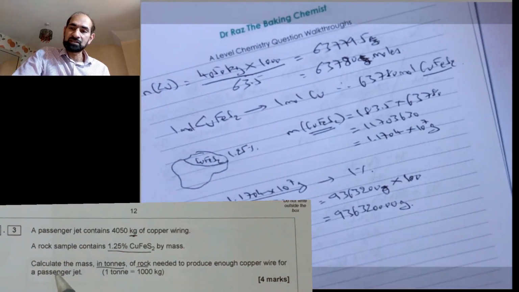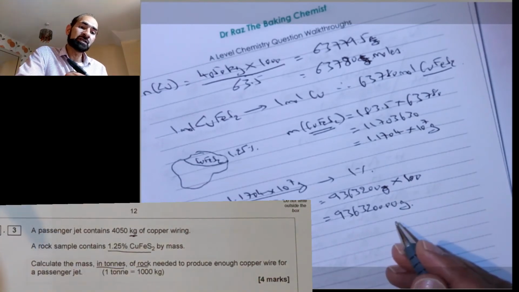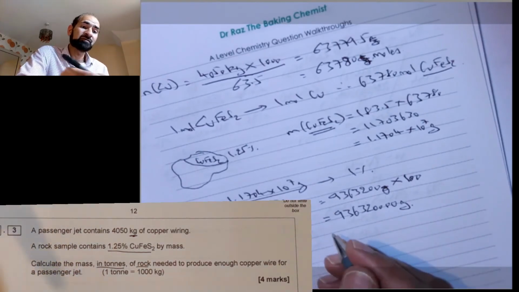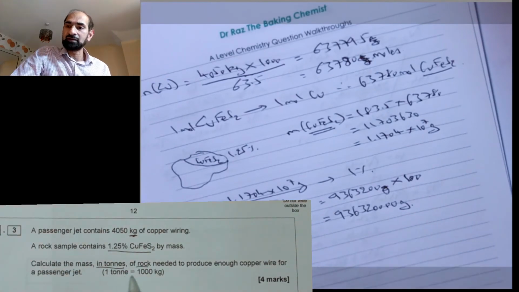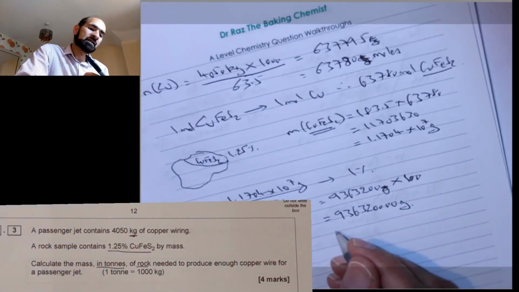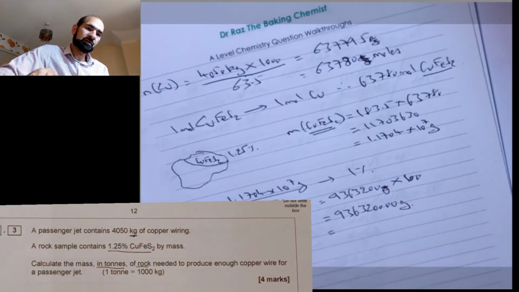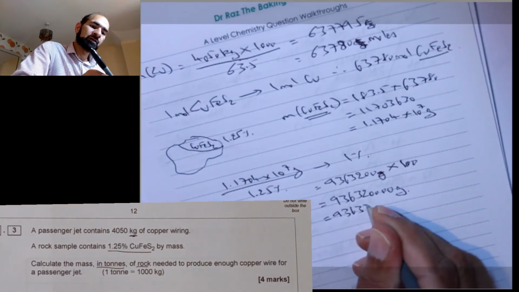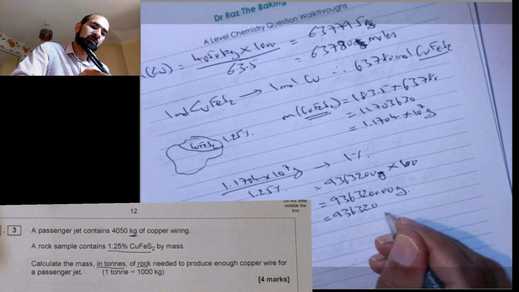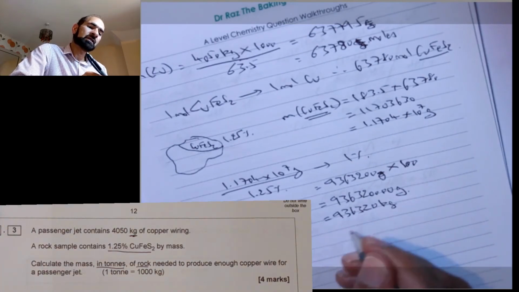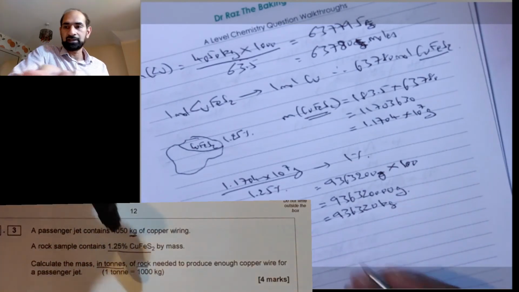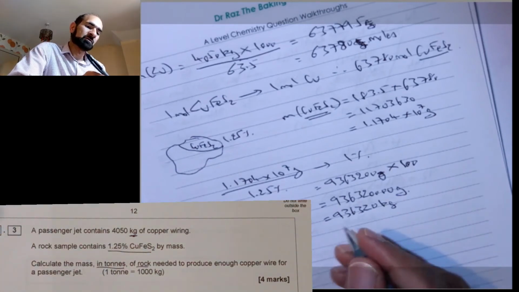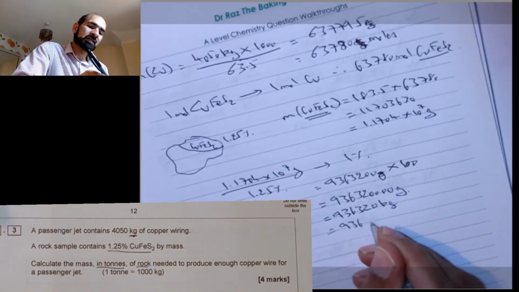Now obviously the answer isn't that. We're not finished, because it says calculate the mass in tons of rock needed to produce enough copper. So we need to change that into tons. They've given you the conversion units from kilograms to tons, but first you need to change from grams to kilograms. That will equal 93632 0 kilograms, and then into tons you divide by 1,000 again, because 1,000 kilograms equals 1 ton, and that equals 936 tons.